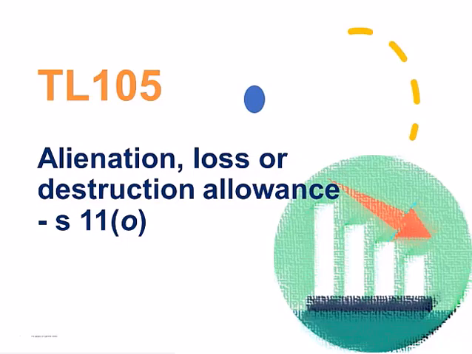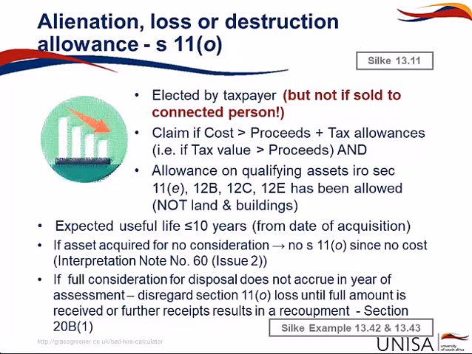Section 11O, the alienation, loss or destruction allowance. Remember, we said it must be elected by the taxpayer, and it cannot be elected if it was sold to a connected person. We will claim it where the cost of the asset exceeds the proceeds plus the tax allowances. So if the tax value is greater than the proceeds and the allowance on qualifying assets in regards to those sections has been allowed.